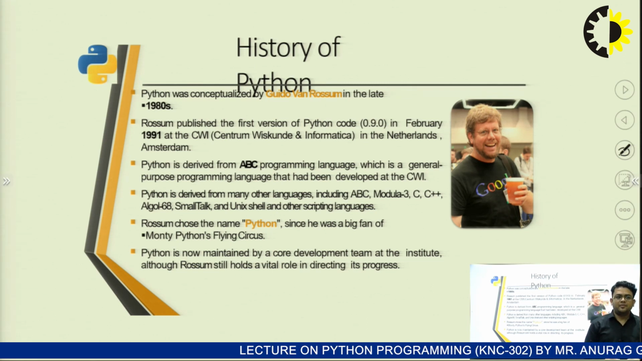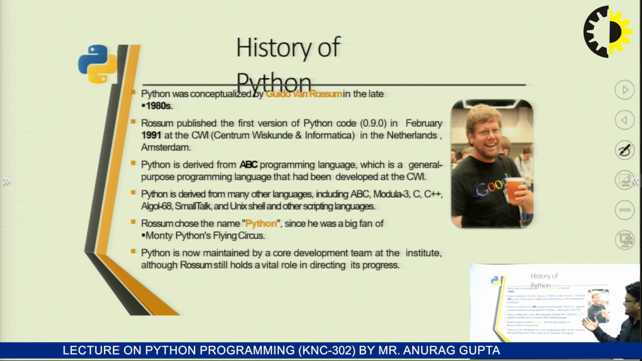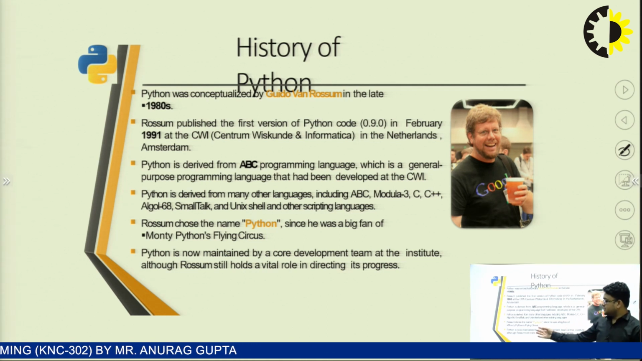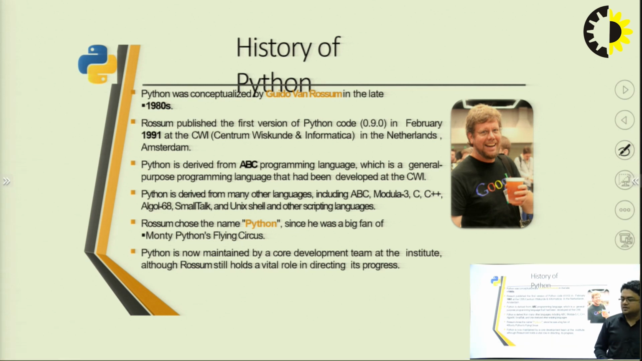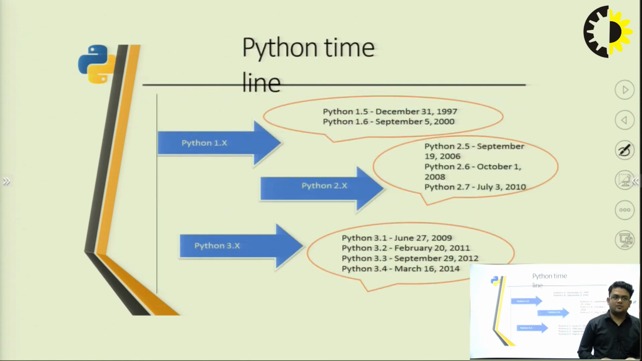Python is derived from many other languages including ABC, Modula-3, C, C++, Algol 68, Smalltalk, Unix shell, and other scripting languages. Rossum chose the name Python since he was a big fan of Monty Python's Flying Circus. There was a circus called Monty Python. Python is now maintained by a core development team at the institute, although Rossum still holds a vital role in directing its progress. So this is all about the history.